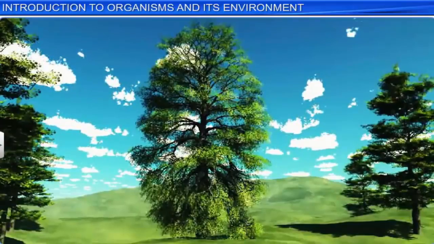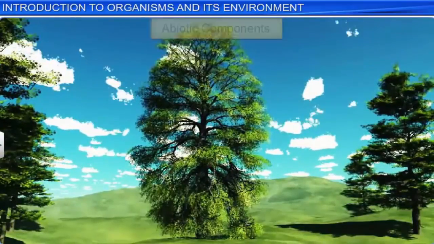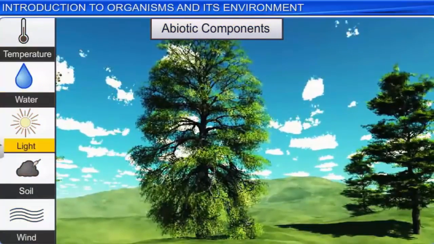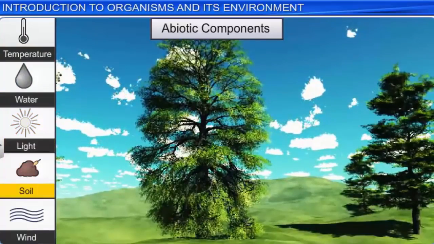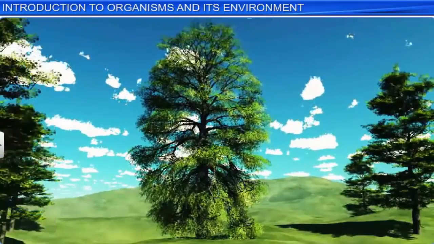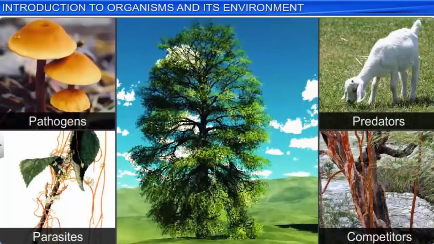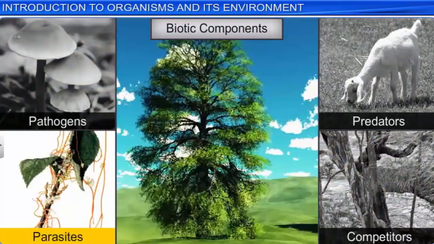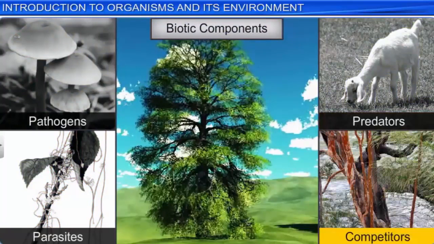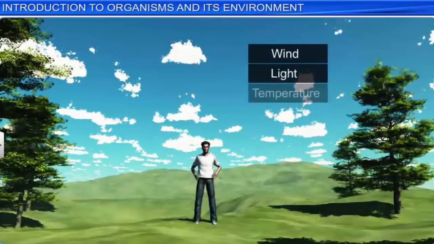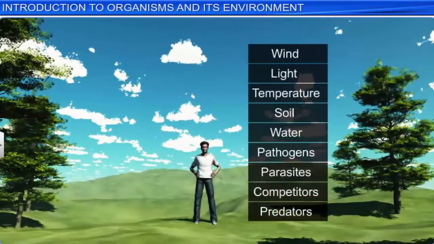For example, this tree is influenced by a number of abiotic components such as temperature, water, light, soil, and wind, to name only a few. On the other hand, different biotic components such as pathogens, parasites, predators, and competitors of this tree also play an important role in its survival. Just like this tree, we too are constantly interacting with our environment.